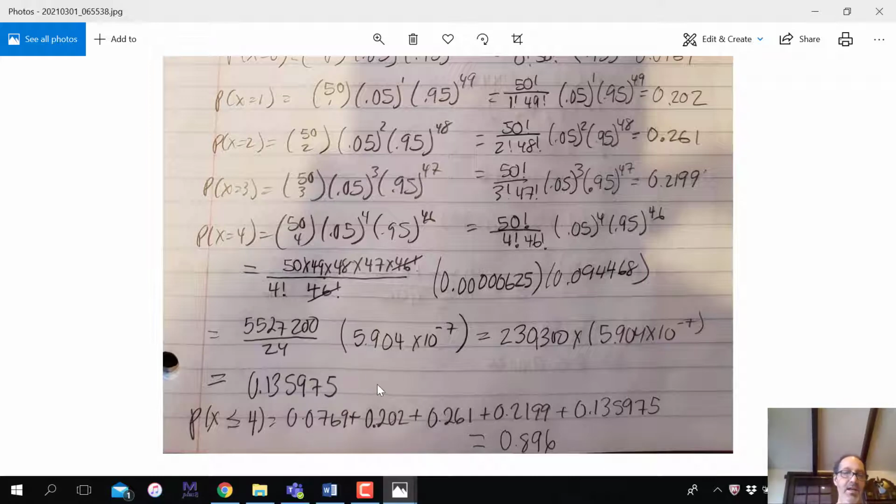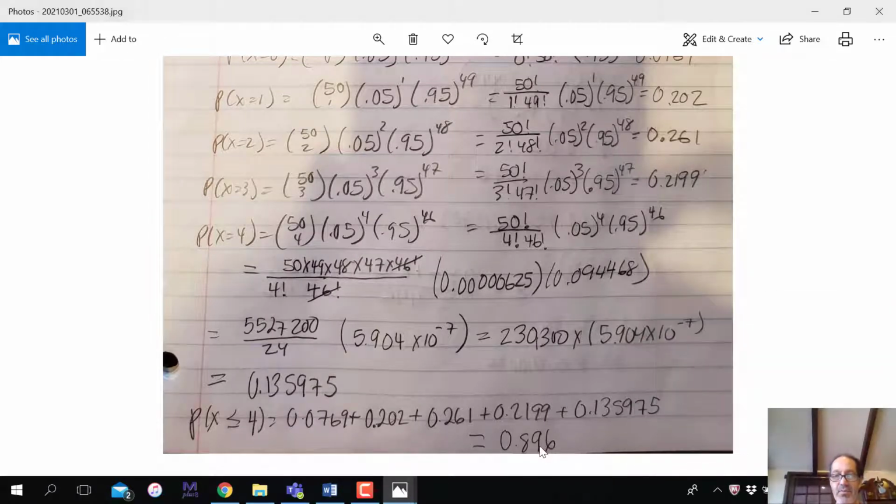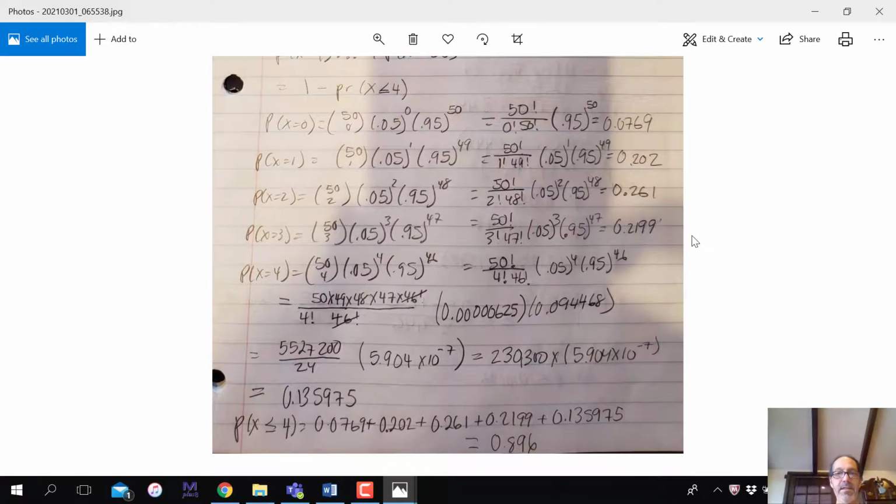So these values here give us the probability that x is less than or equal to 4. I just have to add those up, and they add up to 0.896. Okay? So let's finish this up.